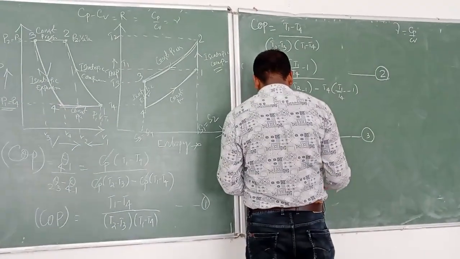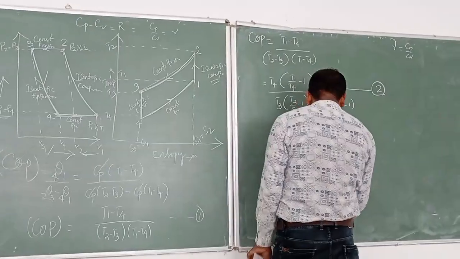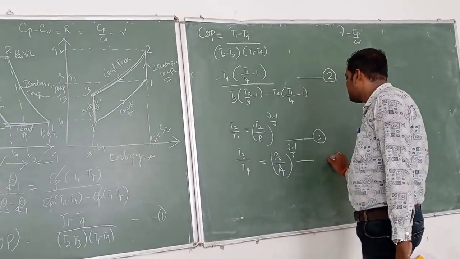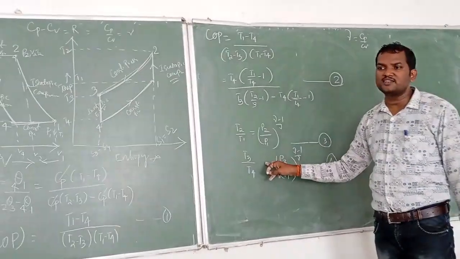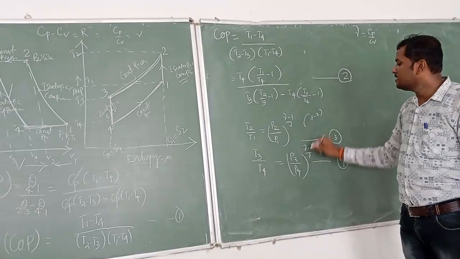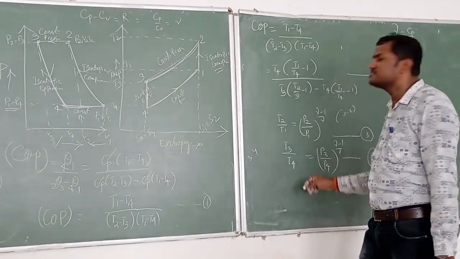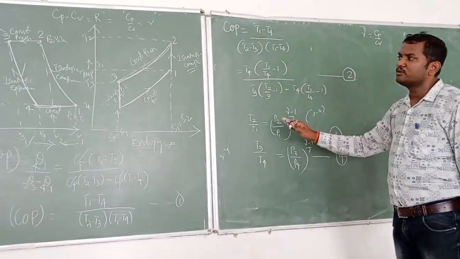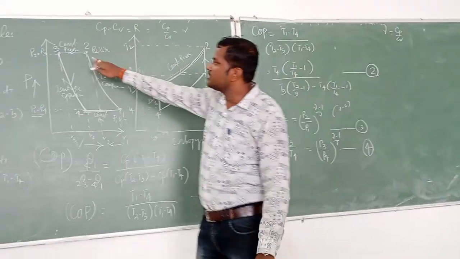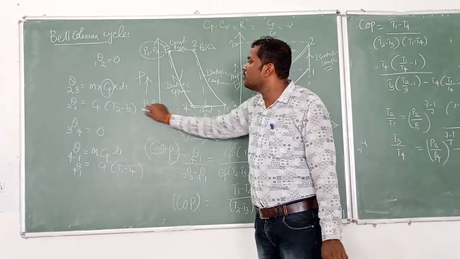Okay, similarly another process है, 1 to 2 है आइसेंट्रोपिक, another है 3 to 4, हम भी लिख सकते हैं 3 to 4 प्रोसेस के लिए T3 by T4 is equals to (P3 by P4) whole to the power (gamma minus 1) by gamma. This is equation 4. This is another isentropic process. Here for the isentropic process 1 to 2 के लिए और 3 से 4 के लिए दो isentropic process है. तो here क्या हो जाएगा, तो P2 is equals to P3. ये कांस्टेंट प्रेशर है ना, P2 P3 है और P1 P4 है.